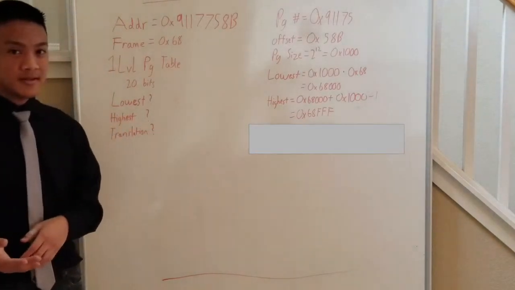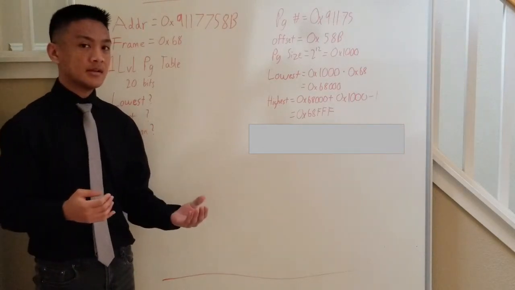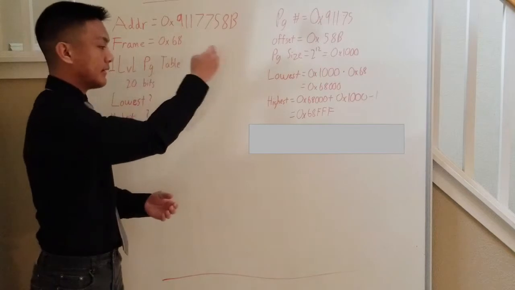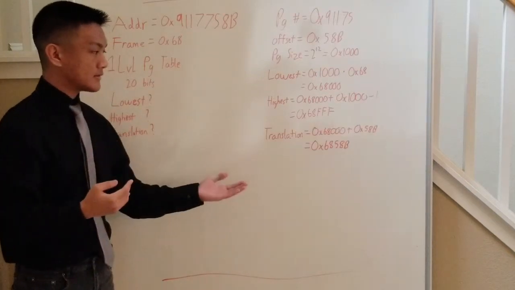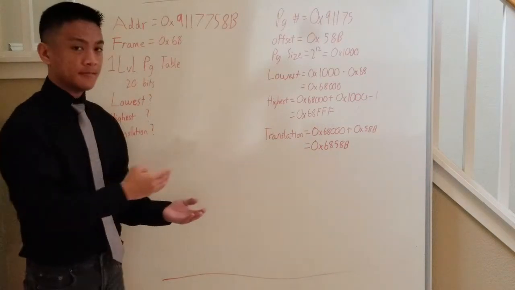Now, in order to do the translation, all that's needed is to take the lowest address, add it to our offset, and we'll have 68000 plus 58B hex, and we'll have 6858B.